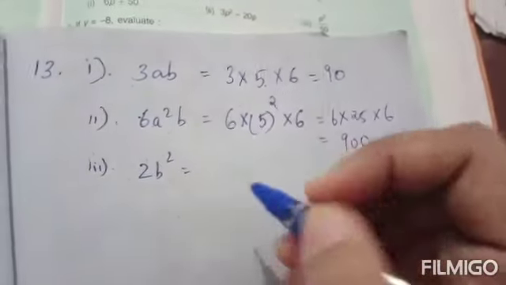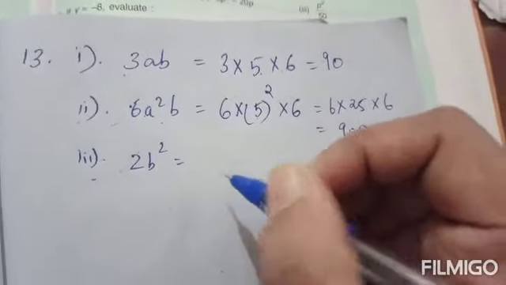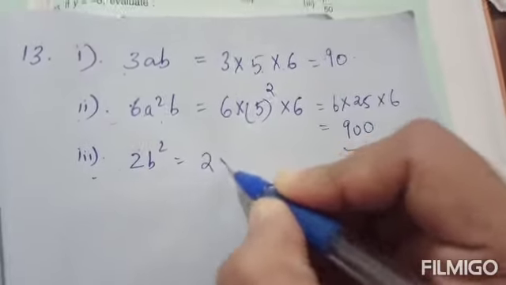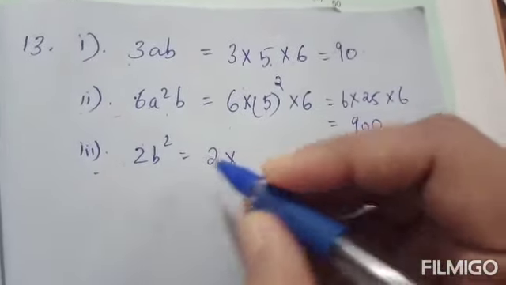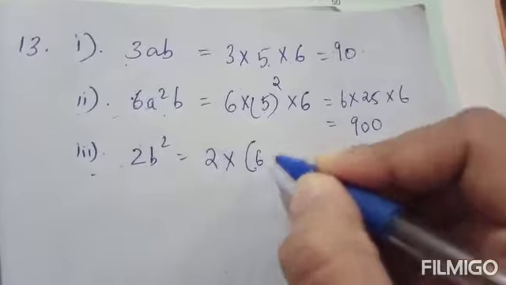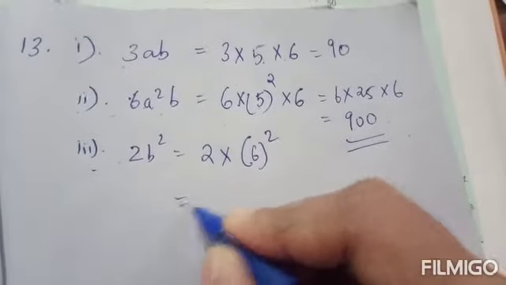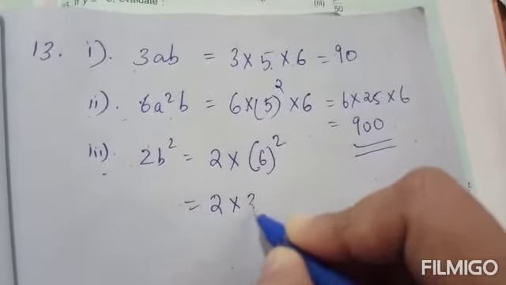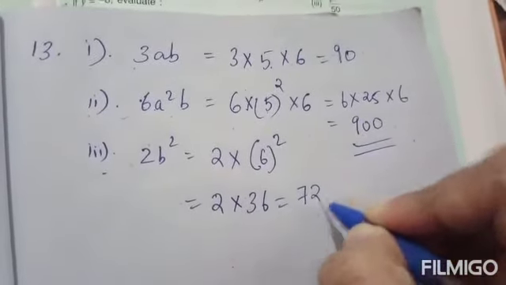Now third one, 2b square. So 2 into b square, b is 6. So b square will be 6 square. That is 2 into 36. You will get 72.